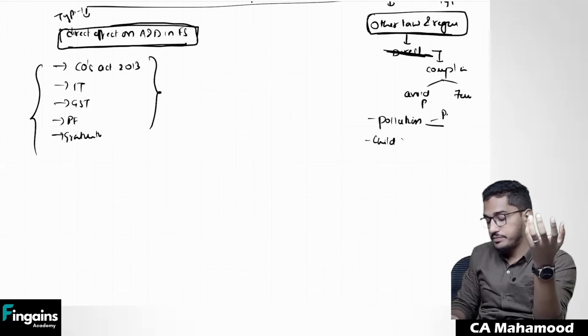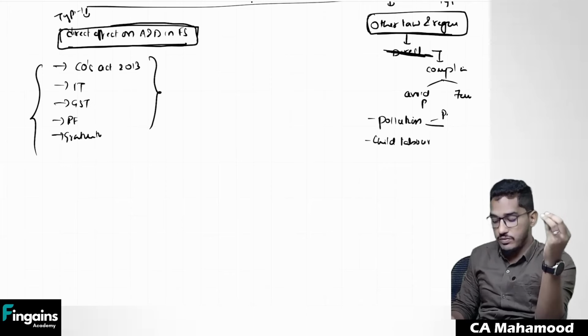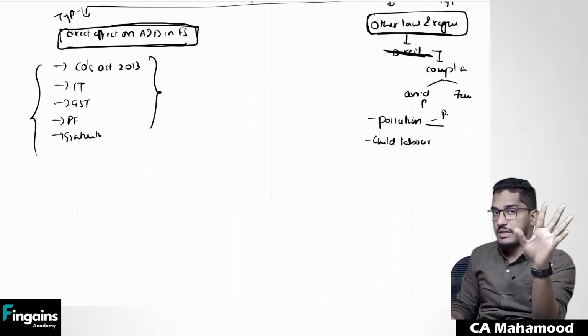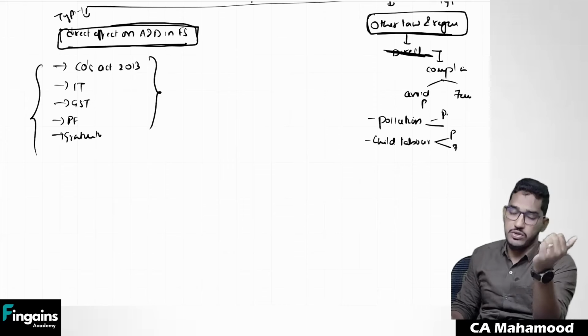Or child labor law. So child labor law is also one of the examples of the law which do not have direct effect on the financial statements, but still you have to comply with that child labor laws. Why? Because if you don't comply, what will happen? Either you have to pay a huge penalty or it is fundamental to continue your business.